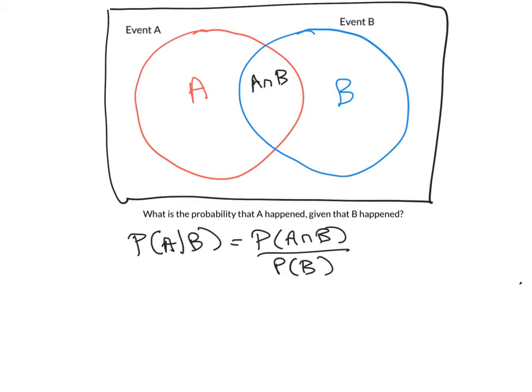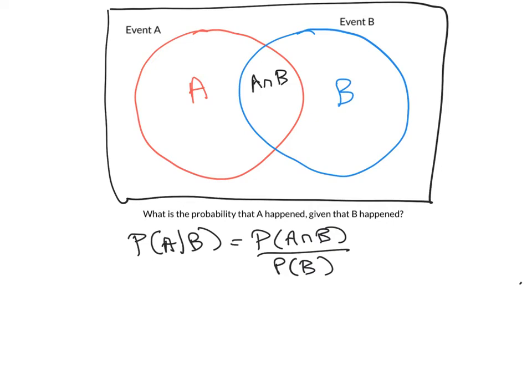The probability of A given B, that's how we pronounce the expression on the left, or P of A given B, is the probability of the intersection of A and B divided by the probability of B.